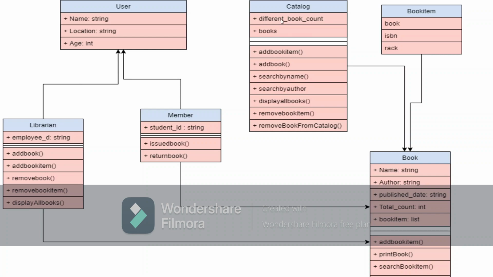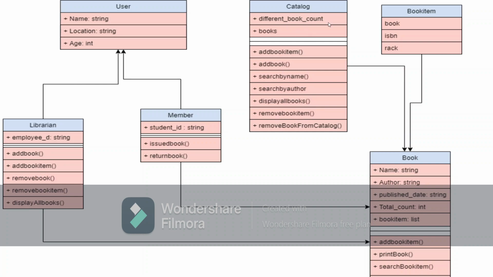So they have book count and books, these two attributes, and they perform these functions. The add book item, where they add a book, then they can search for a book by the name of the book. Whatever name they type, they get the book by that name. Suppose the student wants a book by an author, saying I want to study this author's books, then they can also search by author. The display all books function is also there in the catalog.